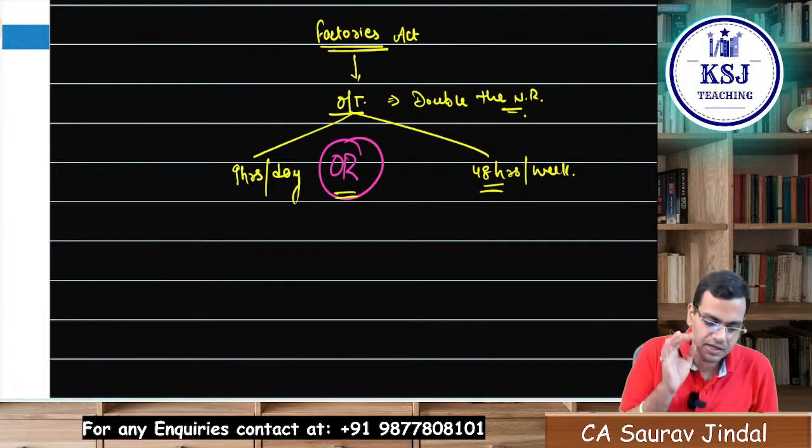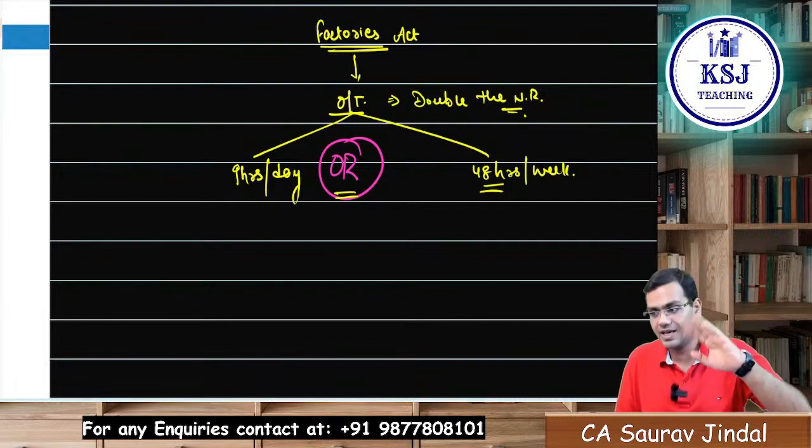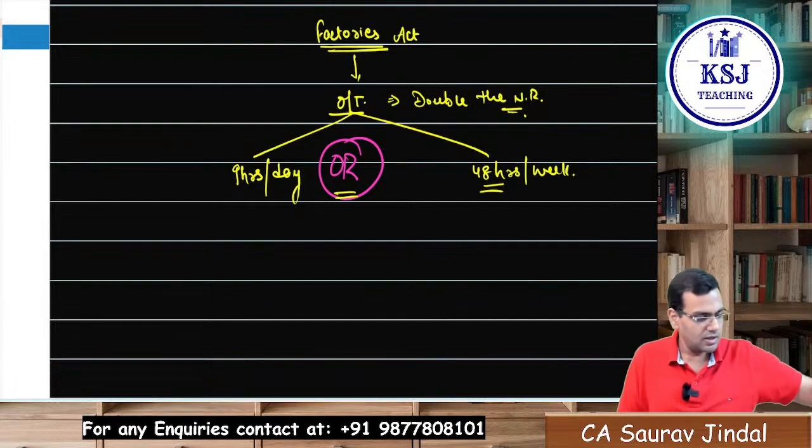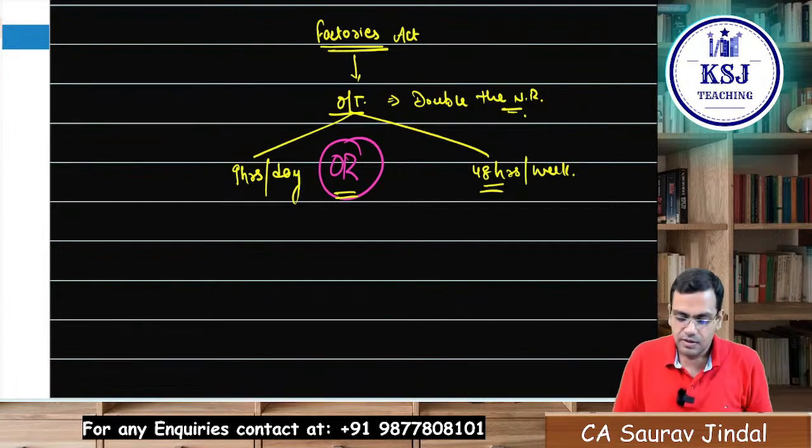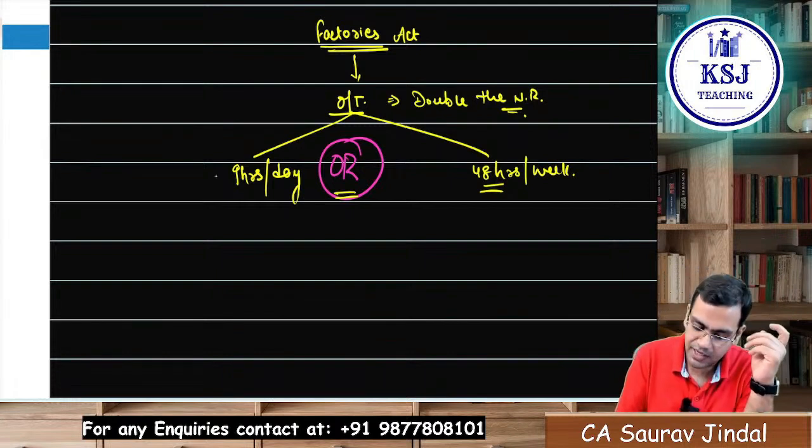This illustration number 4 in the earlier modules, earlier module means I am talking about 3-4 attempts back, that question was solved by this methodology.